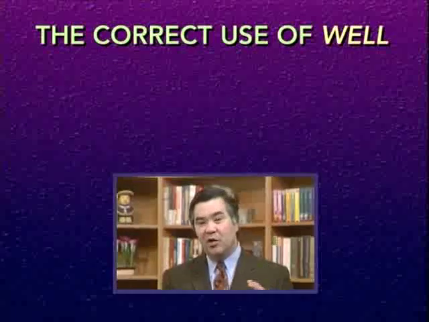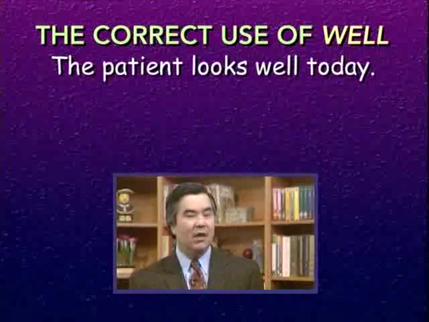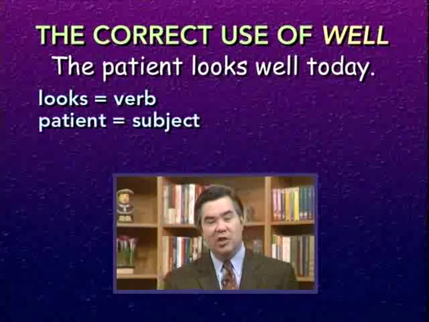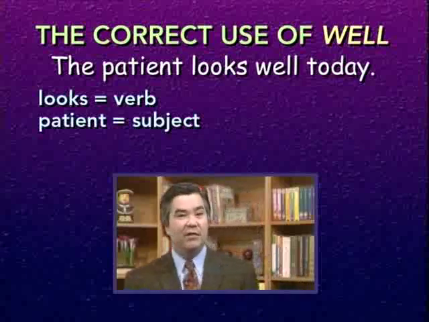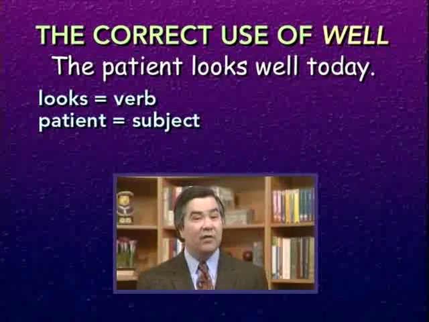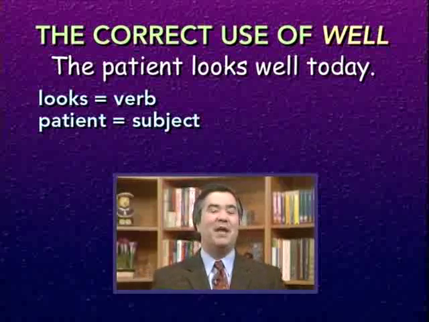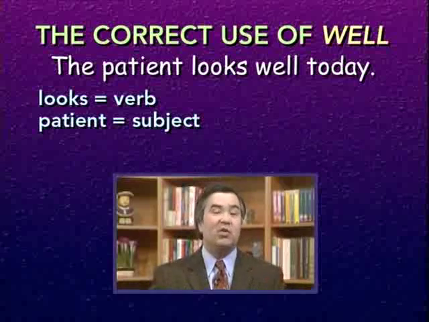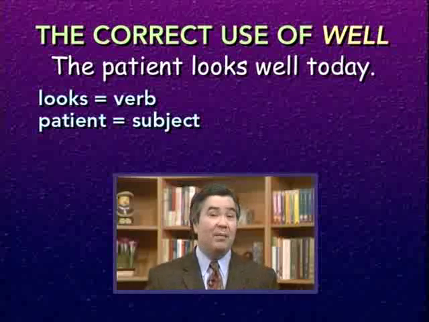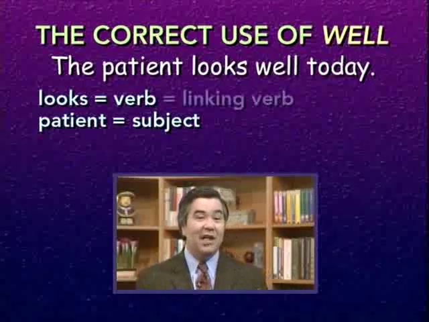Here are some examples of the correct way to use the word well. The patient looks well today. What's the verb in this sentence? Looks. The subject, patient. Now, is looks in this sentence an action verb or a linking verb? Is it describing something that the patient is doing or something that the patient is? Well, if you think about it, this sentence is really describing something that the patient is. It's not telling something the patient did, but rather that the patient is or seems to be healthy. So the patient's state of being is being described, not an action that the patient is undertaking. So looks in this sentence is being used as a linking verb.